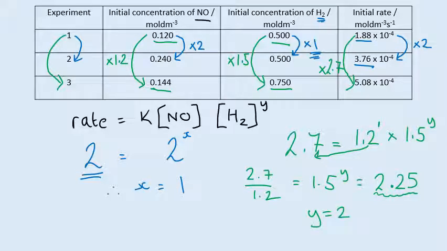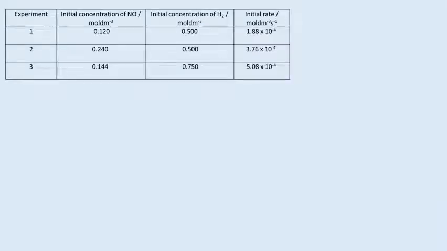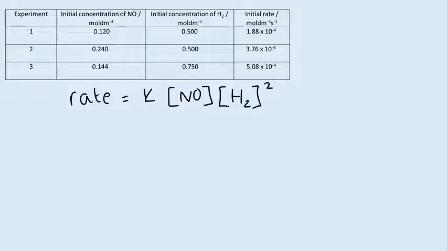It's second order with respect to H2. So that's my rate equation. Okay, that's the rate equation there. Right, so what we need to do now, we've determined our rate equation, which was rate equal to k, first order with respect to NO, and second order with respect to H2. So what we need to do now is determine a value for the rate constant.